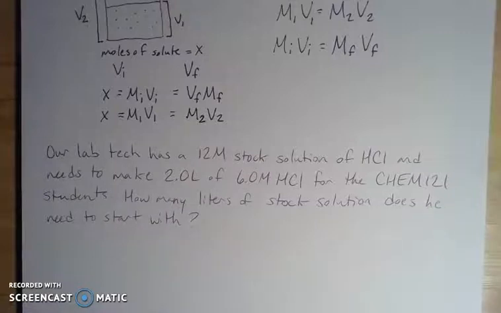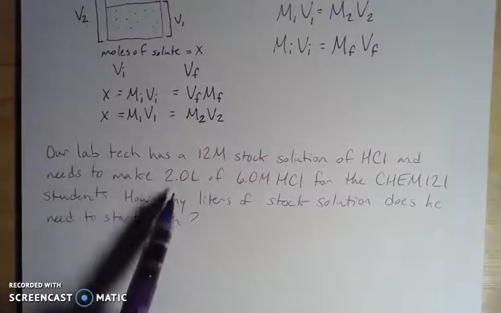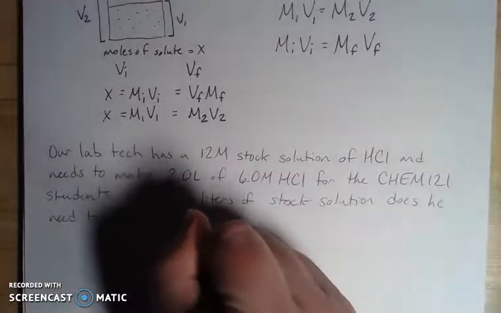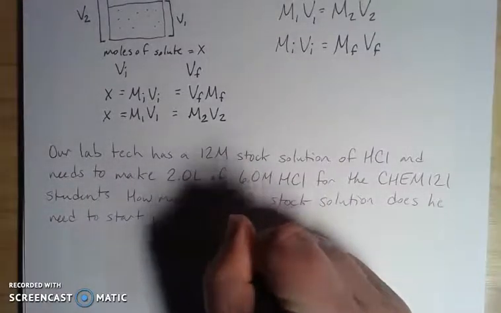So let's say for our Chem 121 students, we need to make 2 liters total of 6 molar HCl, and we're going to divvy that out between the students in order to do an experiment. So how is the lab tech going to make that? Well, we can use our M1V1 equals M2V2.